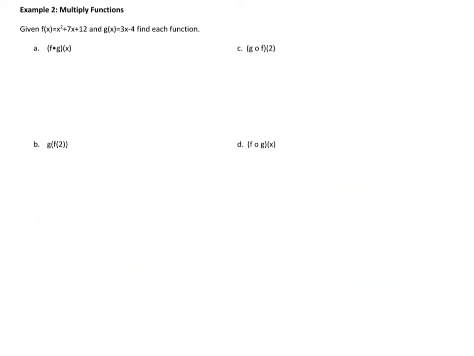Now let's look at multiplication. We have f of x equals x squared plus 7x plus 12, and g of x equals 3x minus 4. Now, all we're going to be doing is multiplying these guys together. So in example A, we're going to have x squared plus 7x plus 12 times 3x minus 4. Now we're going to need to distribute each of these to the 3x and the minus 4.